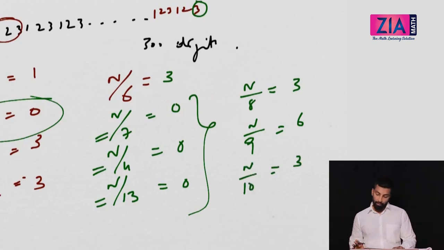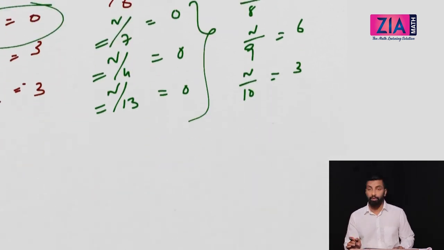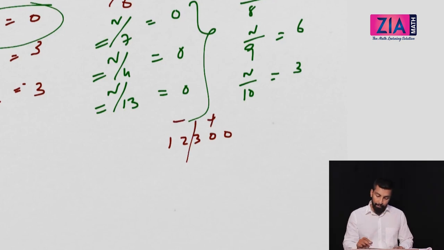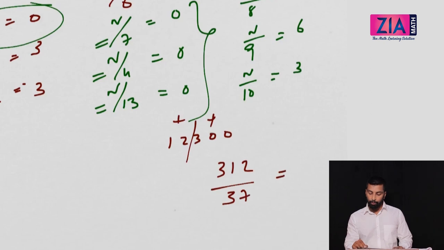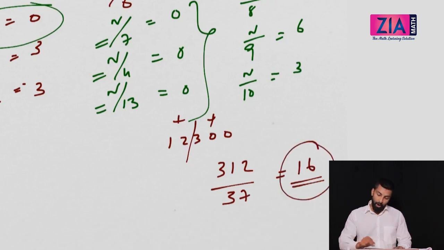11 and 13 are over. Now 37 we have already solved, right? So group into triplets and put plus signs only here. So 1, 2, 3, 00 you will get. You further group, put plus, and you get 3, 1, 2. Divide this by 37 and you get 16 as the remainder. So I hope you are done with remainders completely.